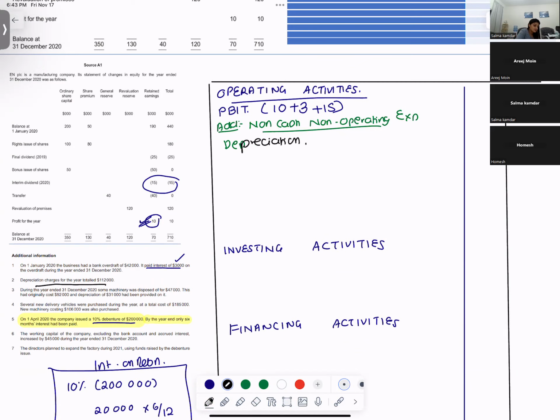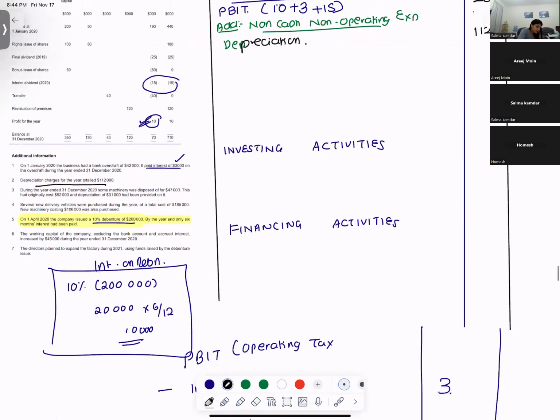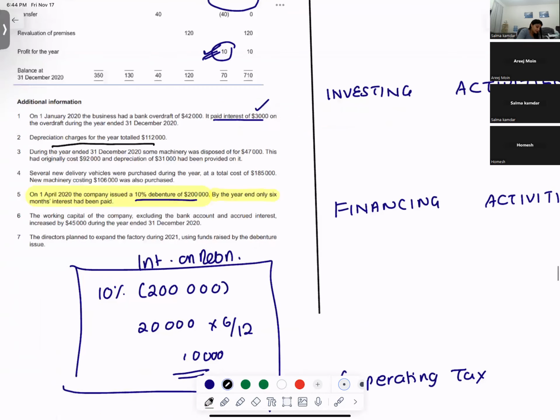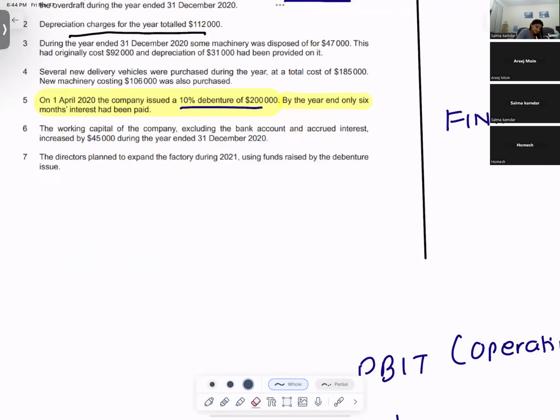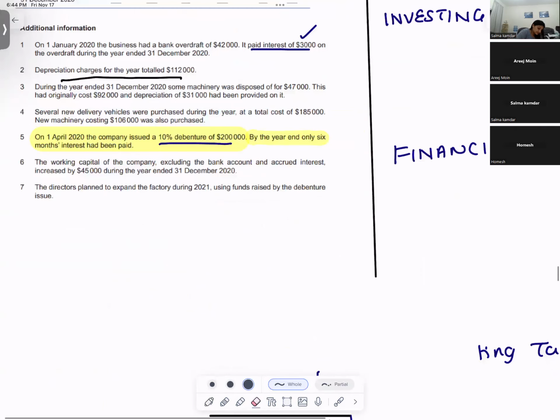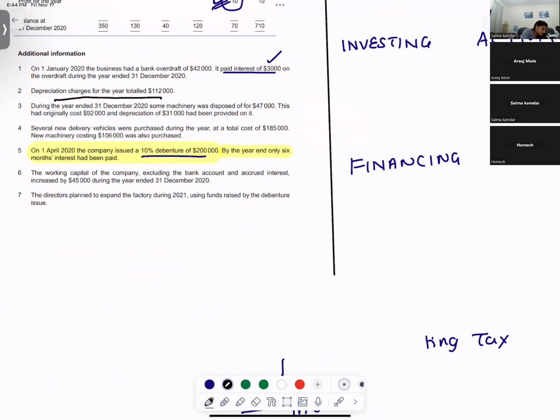It's how much? 112. Depreciation charges for the year is how much? 112. Yes, Miss, they've given us directly. Now they've given us something related to disposal. Read the third adjustment, please.